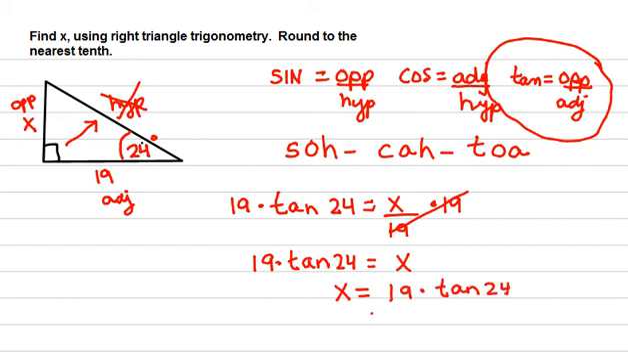And when I put this in my calculator, I'll just punch in 19 times tan 24, and I get that x is approximately, after it is rounded, 8.5.